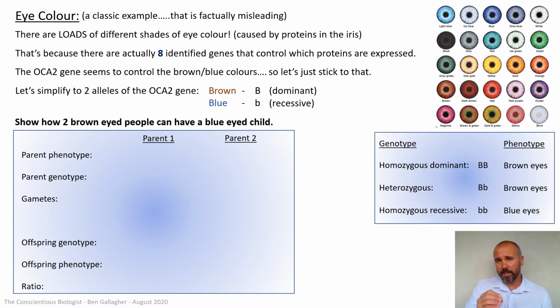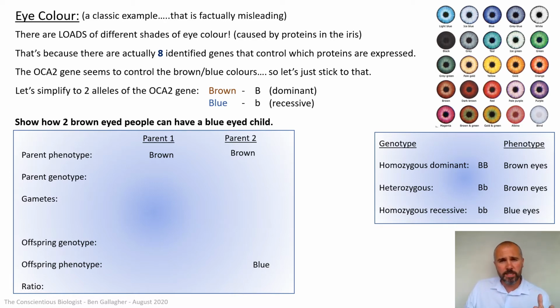Now let's fill in all the information we can from the limited bit of information they gave us in the question. How two brown-eyed people can have a blue-eyed child. So we can put in the parent phenotype. We know they're both brown, it's told us that. We know they're going to have a blue-eyed child, so we can put that in the phenotype.